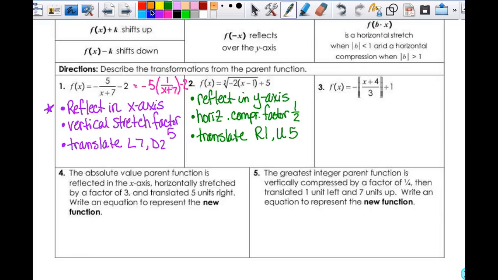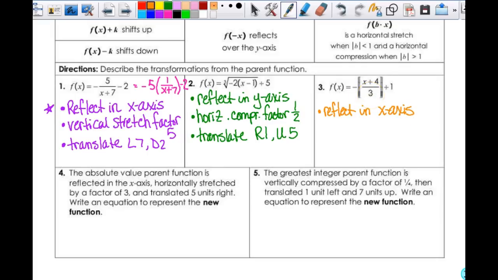All right, so this is a greatest integer function, but it really doesn't matter what it is because the transformations are what we're concerned with. This is the function that's happening, whether it's a cube root, a square root, a quadratic, an absolute value, whatever. If you want to change it to absolute value so it makes more sense to you, it really doesn't matter at all. So this negative is on the outside, which means that we're going to reflect in the x-axis.